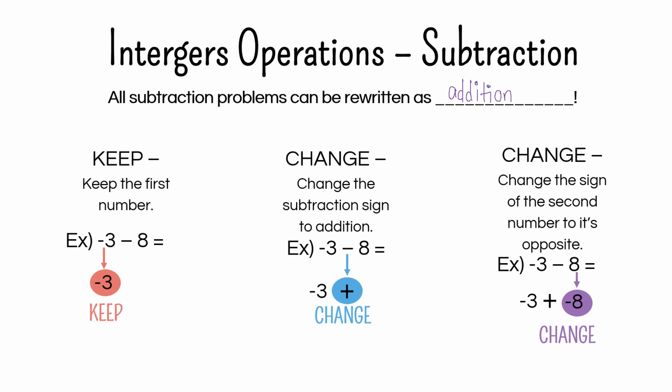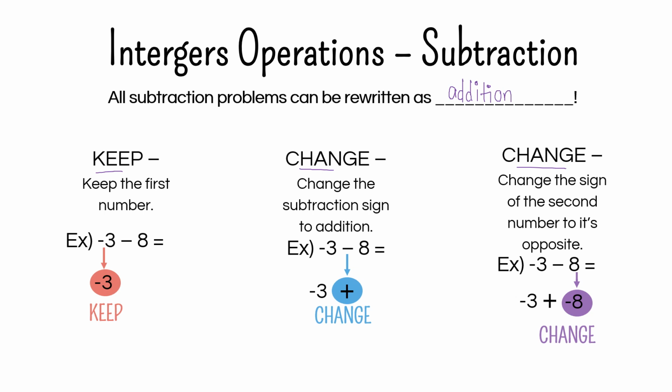We use the rule keep, change, change. So how does that look? Well, what we do is we start by keeping the first number of the problem. So in this example, we have negative 3 minus 8. So we're going to keep negative 3. Okay, we're going to keep that the same.